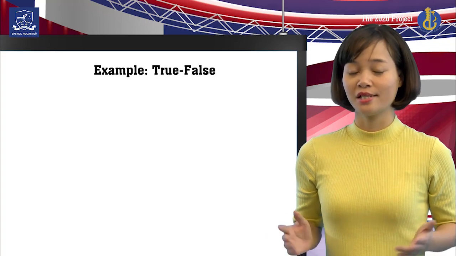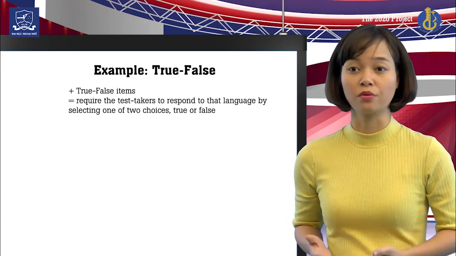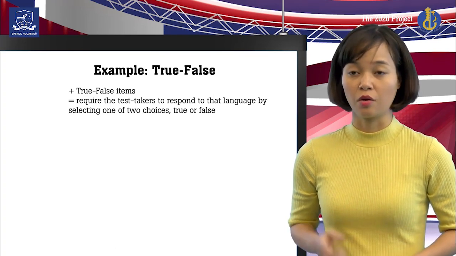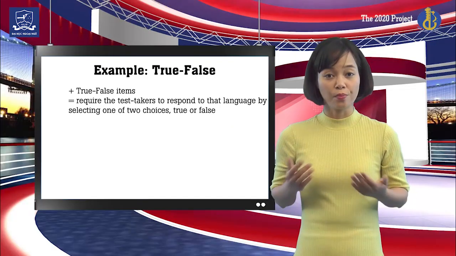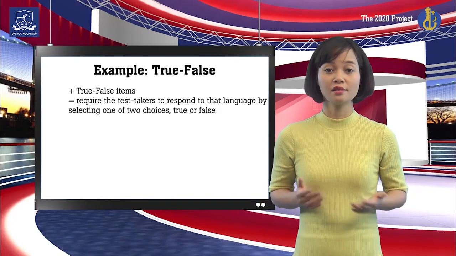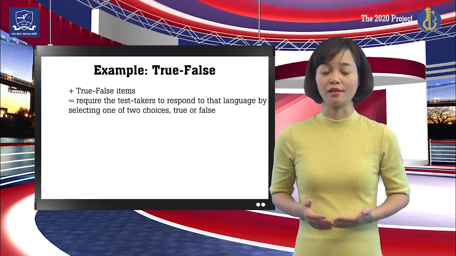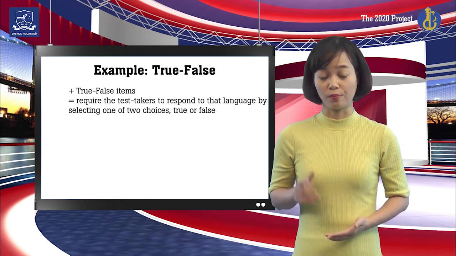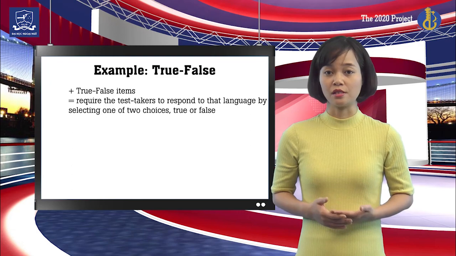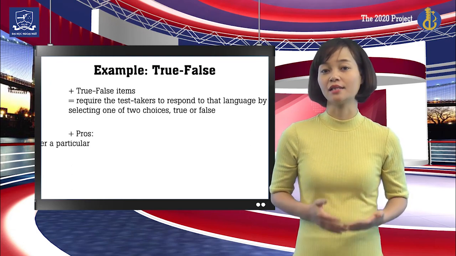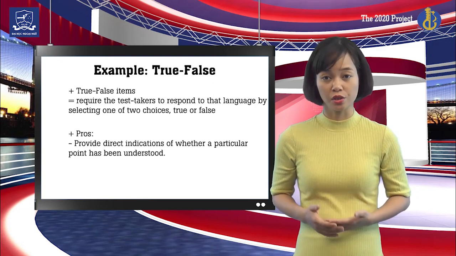True-false assessments present a sample of language and require the test takers to respond to that language by selecting one of two choices, true or false. The primary strength of true-false assessments is that they focus on the test taker's ability to select the correct answer from two alternatives. Thus, true-false assessments provide simple and direct indications of whether a particular point has been understood.